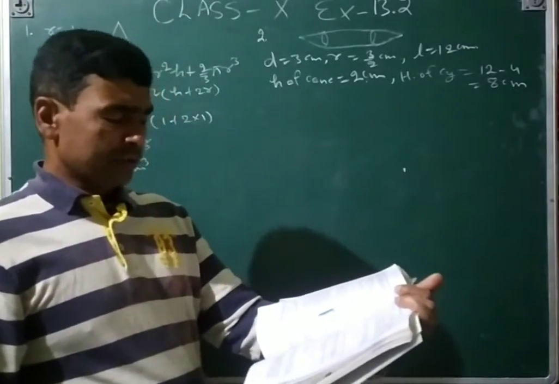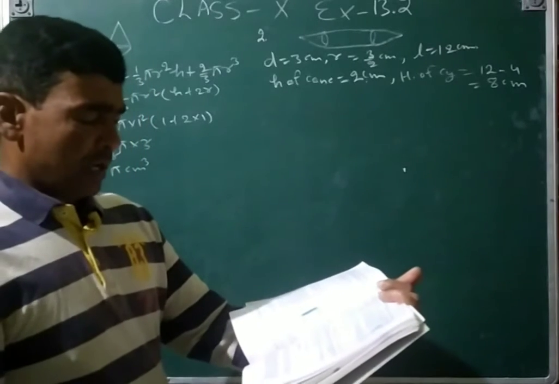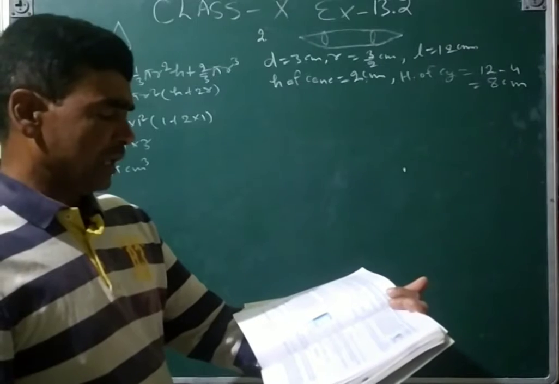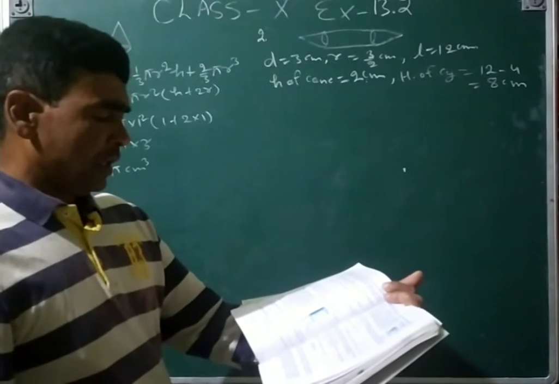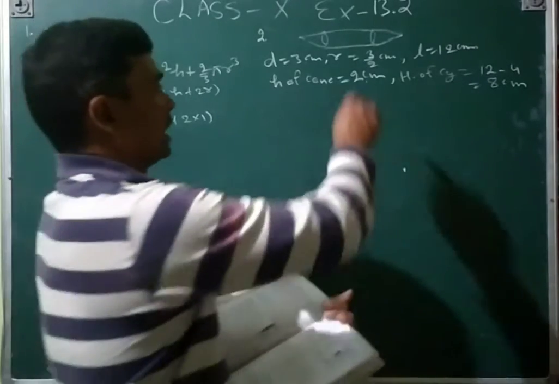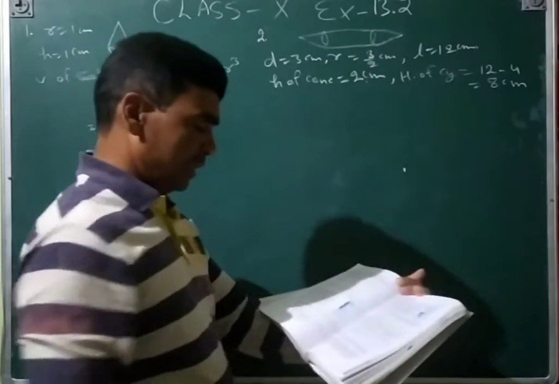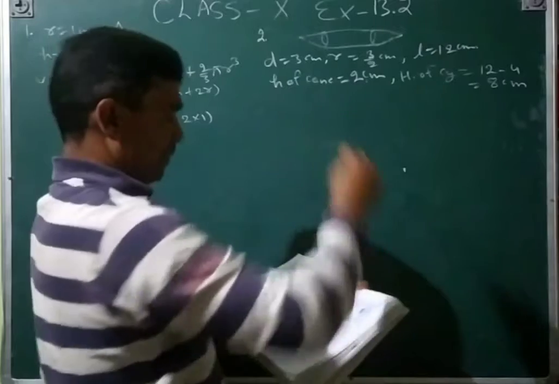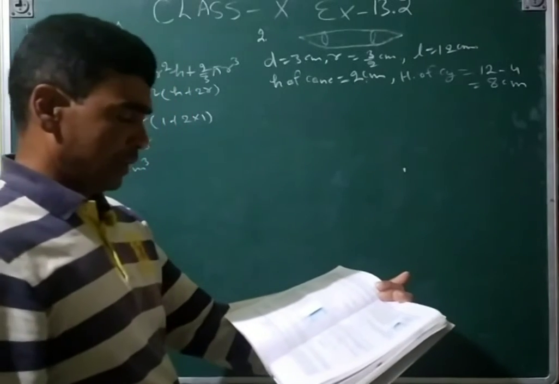Now the second question. An engineering student was asked to make a model shaped like a cylinder with two cones attached at its two ends by using aluminum sheet. That is one cylinder and two cones given there. The diameter of the model is 3 centimeter, so r is equal to 3 by 2 centimeter.